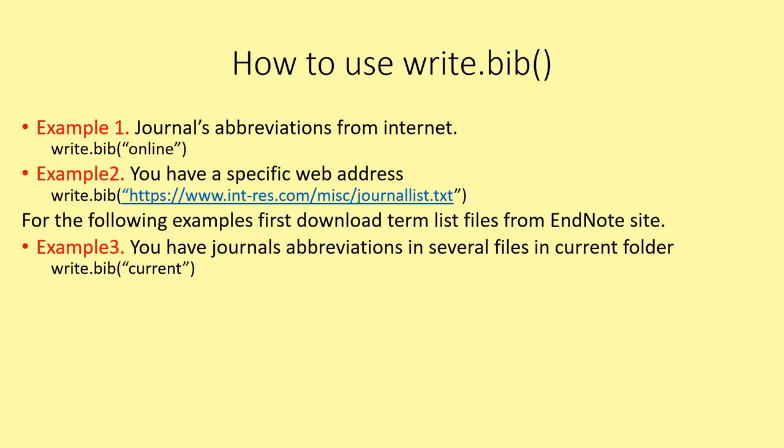Okay, you have downloaded the files from the internet now. Now let me show you the third example. For example, you have saved those text files in your current directory, that is your MakeBST directory. Then what command will you use to create those 3 files? The command will be write.bib, and inside these parentheses, you will have to type the string "current", which means that the files are located in the current directory.